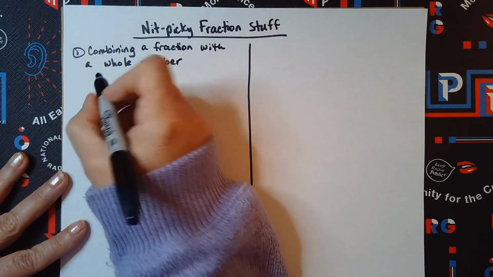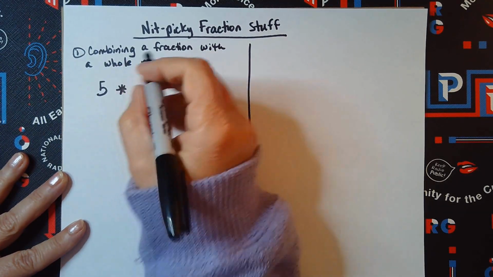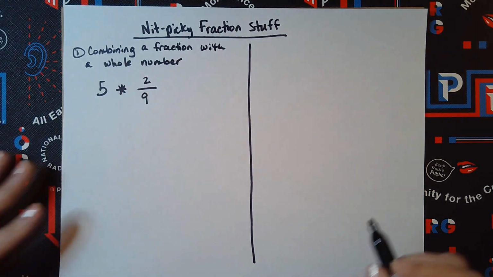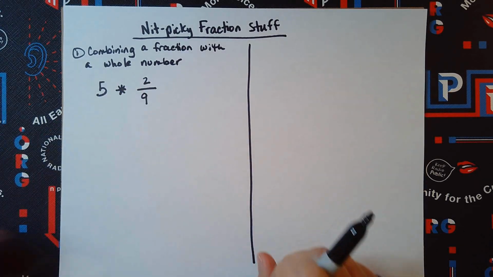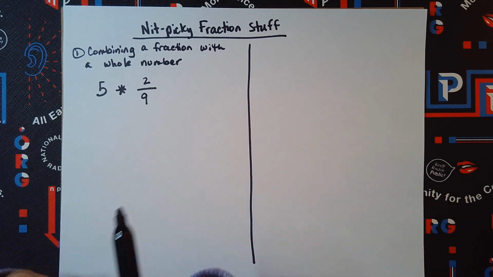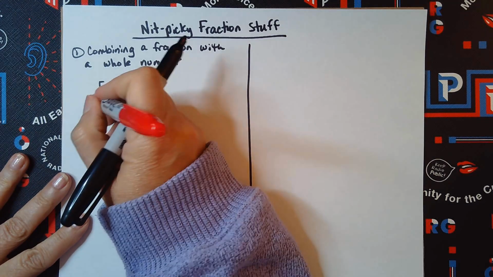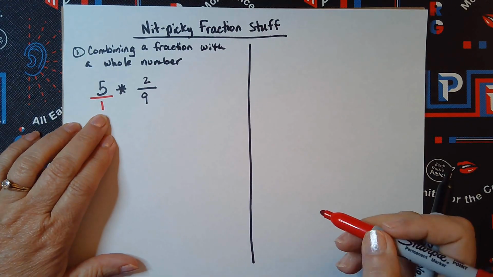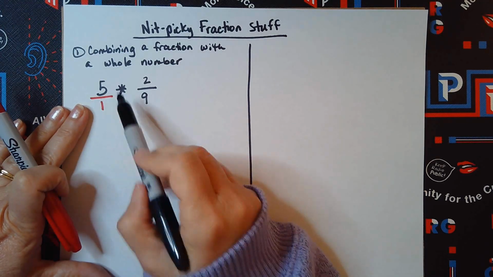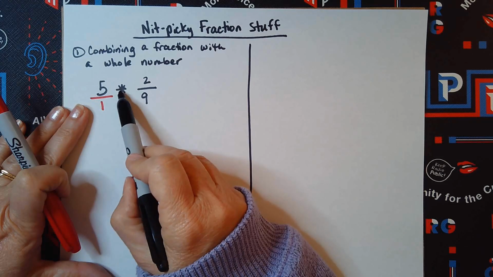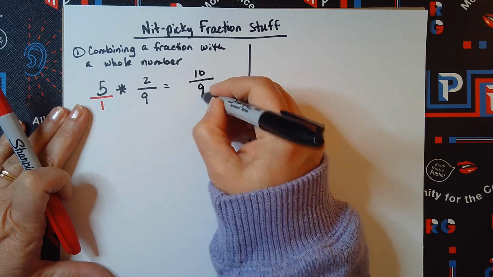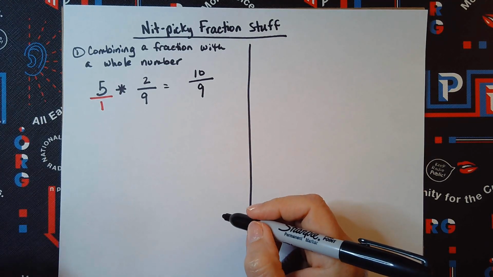So let's say that we have this problem. 5 times 2 ninths, right? That is our problem. Sometimes students are like, wait, what do I do? Here's what you do. You turn this whole number into a fraction. And then it should be easy to figure out what to do because now you just have a fraction times a fraction. So 5 times 2 is 10 and 1 times 9 is 9. So you get 10 ninths as your answer.